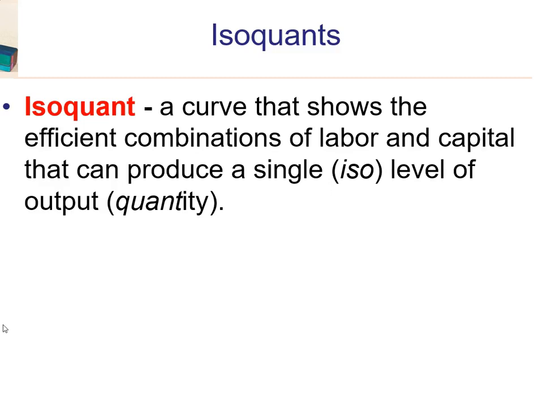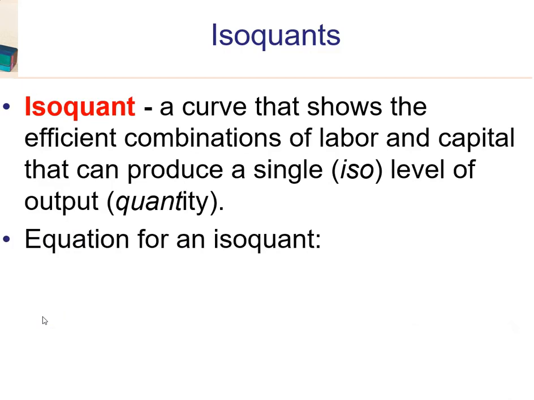Now let's talk about isoquants. Isoquant, what is it? It's a curve that's going to show you the efficient combinations of both labor and capital while keeping your output unchanged or the same. So iso means same, quant represents quantity, so we're talking about the same quantities here. Different combinations of inputs, capital and labor, that get you the same quantity.